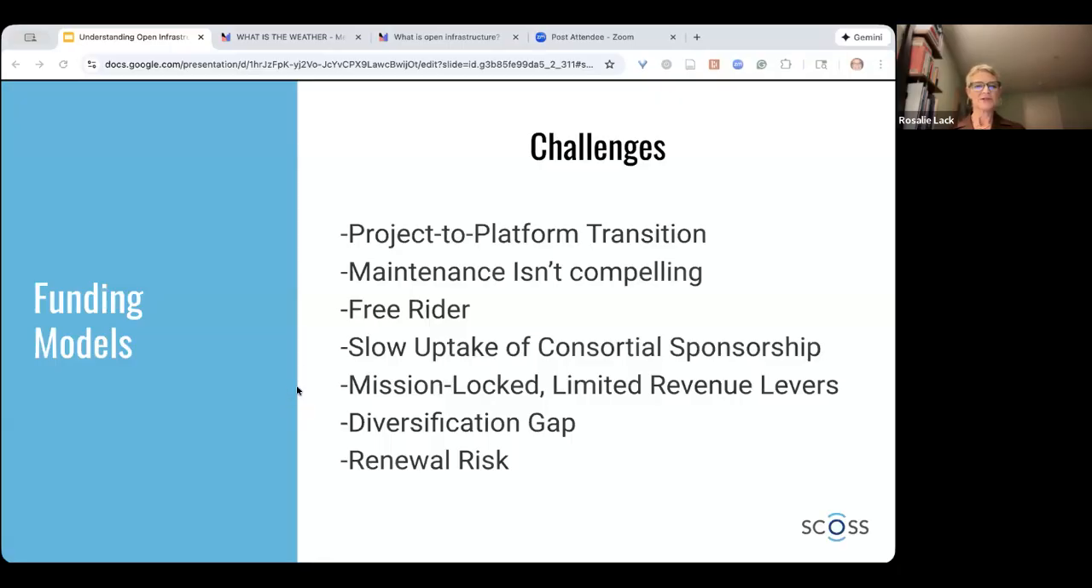And then just looking through a couple of these ones that are related to this idea of mission-locked limited revenue levers: because they are non-commercial, they intentionally do not have revenue models, because that would conflict with their values of what they're trying to do, which is to be completely open. And so by their very nature, they can't charge for what their services are. So they're always having to look for different ways to get funding, and that's the challenge that they're facing.